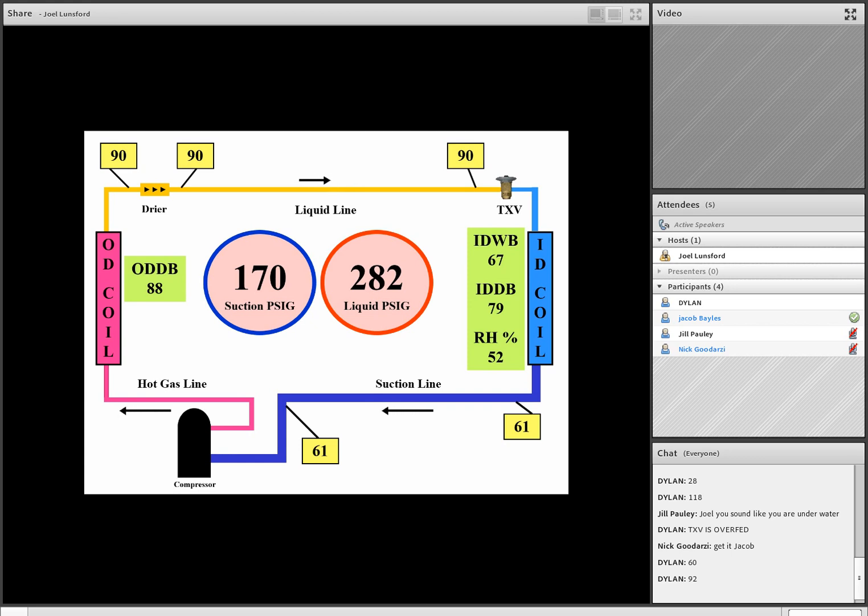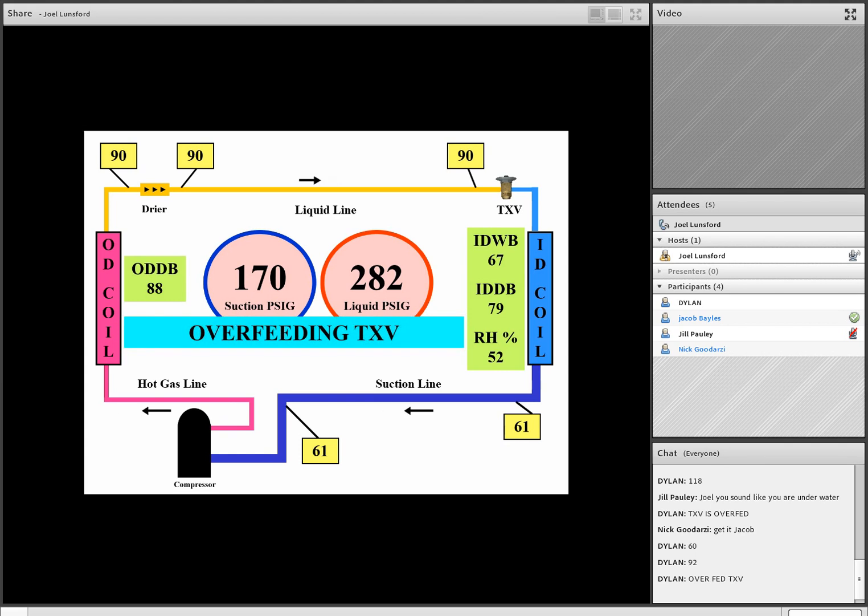Superheat low, subcooling low, suction pressure high, liquid pressure low. So referring to your diagnosing system. Overfeeding the TXV. Ooh, I love that answer. So we have an overfeeding TXV. In other words, that thing is stuck wide open for whatever reason.